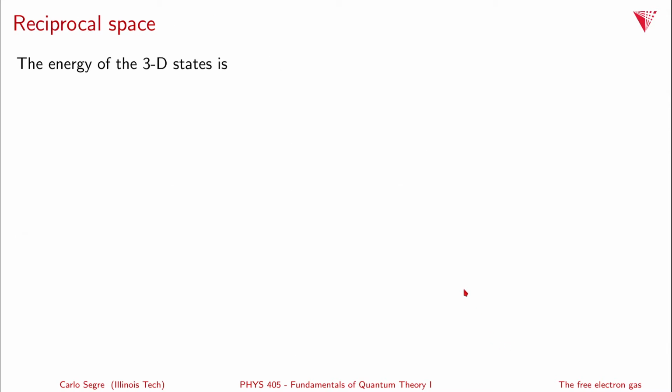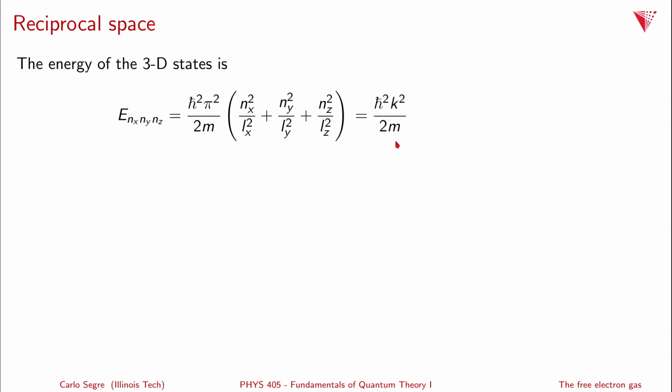The energy of this system, of the 3D states, is therefore E sub nx, ny, and nz is equal to h bar squared pi squared over 2m times nx squared over Lx squared plus ny squared over Ly squared plus nz squared over Lz squared. We can rewrite this in terms of h bar squared k squared over 2m, which means that we can break this up, because of the separability, into h bar squared over 2m times kx squared plus ky squared plus kz squared.